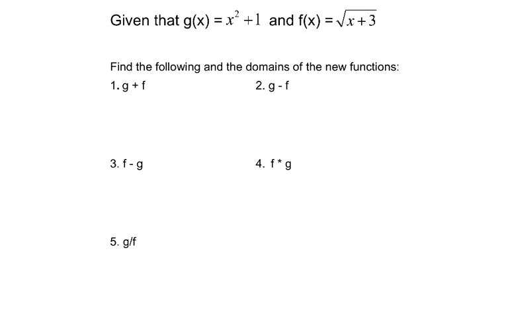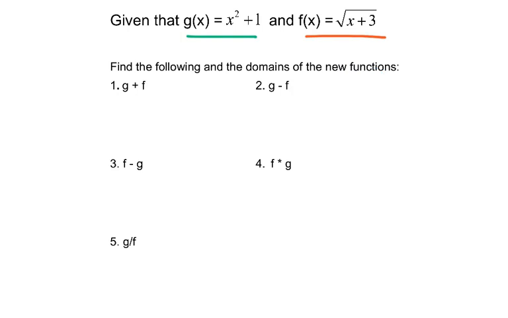The idea is that we are given that g of x equals x squared plus 1, and that f of x equals the square root of x plus 3. And so all we need to do is what each of these things says down here. So for instance, the first one wants us to add the two together. Second one wants us to subtract them. Then it's saying to subtract them, but now f minus g. Over here, because of the lack of symbolism here, this should be f multiplied by g. And then over here they want us to take g divided by f. So all we need to do is find the following and then their domains for each of these new functions.